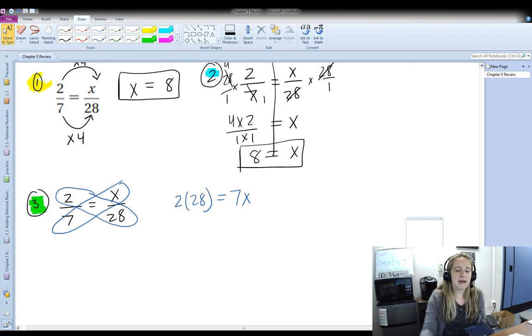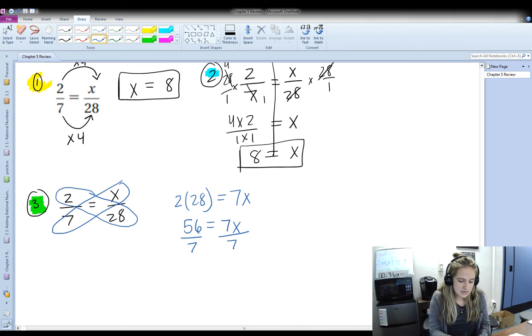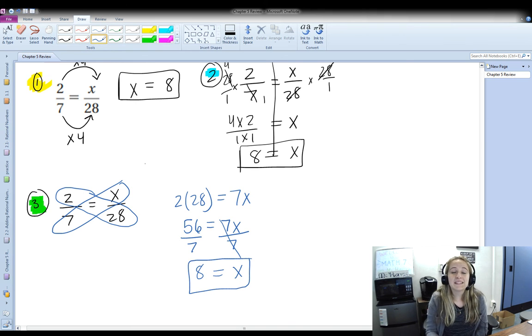We are going to have 2 times 28 equals 56 equals 7x. And then to isolate my x, remember you need to divide both sides by 7. And that is going to give me x equals 8. Which, look, we got the same thing using each different method. Okay, so as you can see, we got x equals 8 for every single one. So those are your 3 methods for solving proportions. That is pretty much chapter 5.